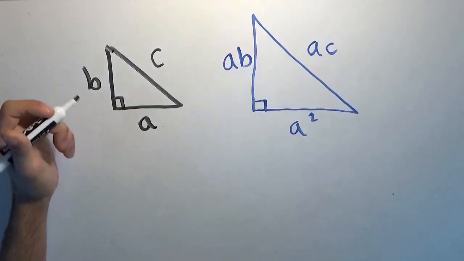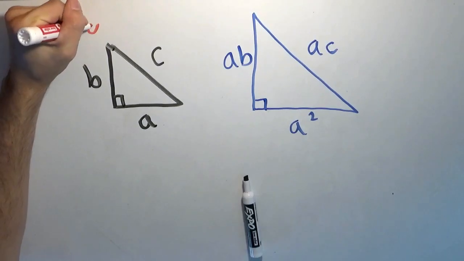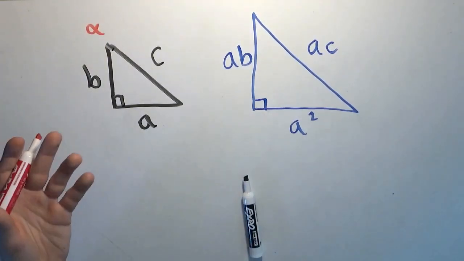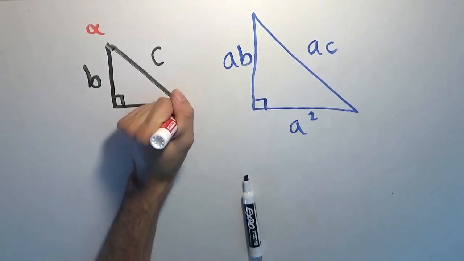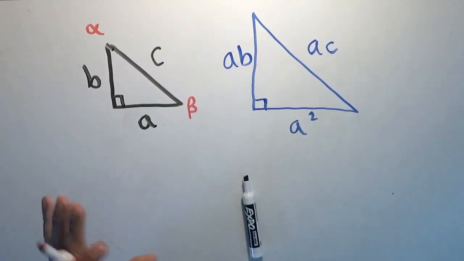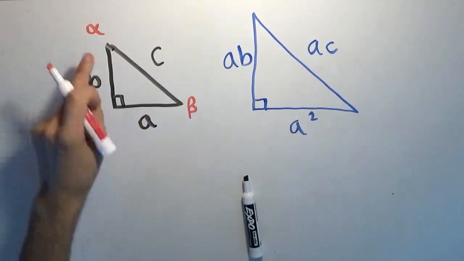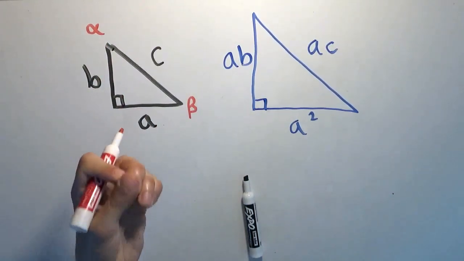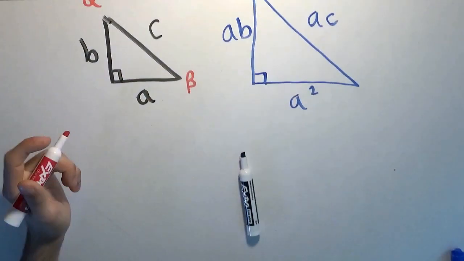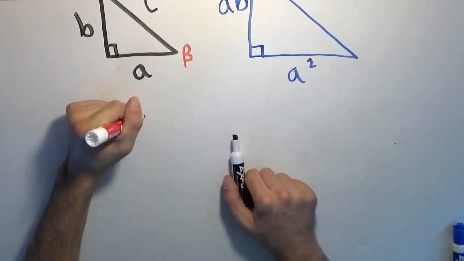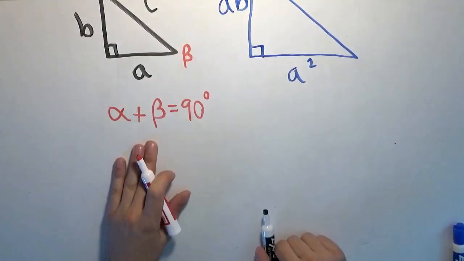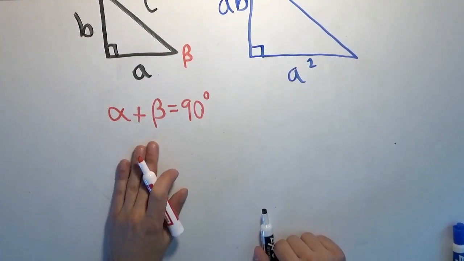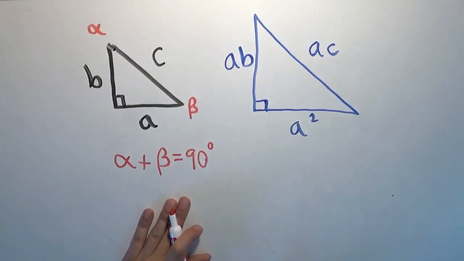So the angle across from A, we're going to give it the value alpha. Okay? The Greek letter A, almost. And across from B, we're going to do the same idea. We're going to call it beta. Those are just the names of these angles, alpha and beta. Now, we don't know what alpha and beta are individually, but we know that alpha plus beta equals 90 degrees. They are the non-right angles in a right triangle, so they must add up to 90 degrees. And that's going to be important.